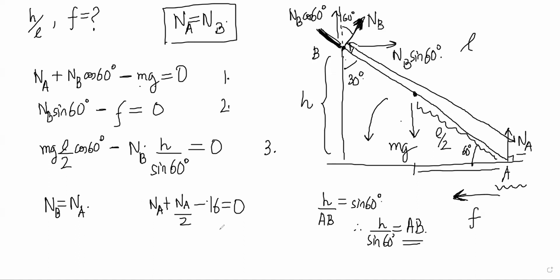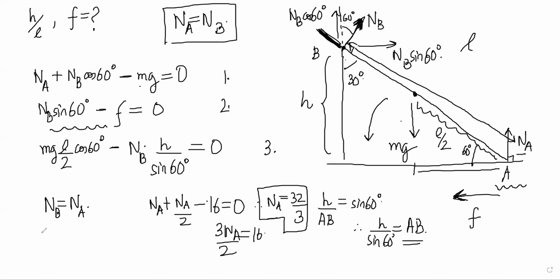So you get 3 Na by 2 is equal to 16. Therefore, Na is equal to 32 by 3. We have found Na and we have also found Nb basically. Now the friction value can come from here. So we get friction is equal to Nb sine 60, so Na sine 60. That would be 32 by 3 into root 3 by 2. So this is 16 by root 3. So the friction value is 16 by root 3.